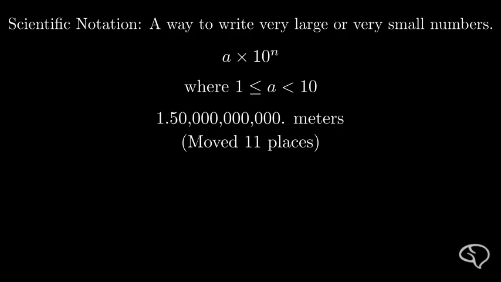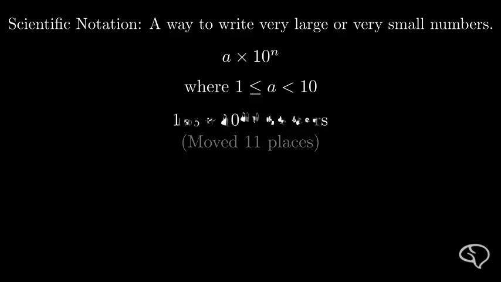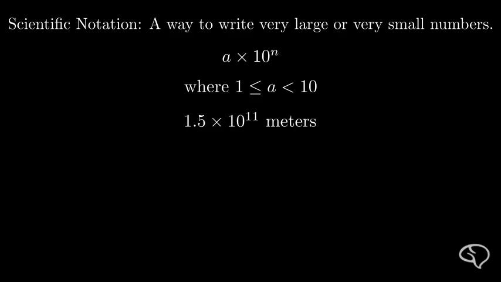This number of places becomes our exponent. Since we moved it to the left, the exponent is positive. So 150 billion meters can be written as 1.5 times 10 to the power of 11 meters. Much simpler. Now let's look at a very small number.